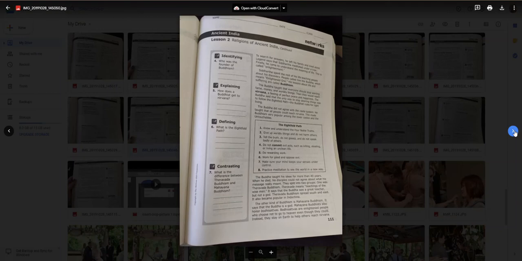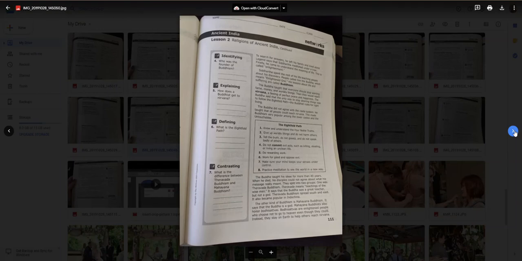They split into two groups. One was the Theravada Buddhism. Theravada means teachings of the wise men. It says that Buddha was a great teacher, but not a god. Theravada Buddhism spread south and east. It also became popular in Indochina. That's like under China.